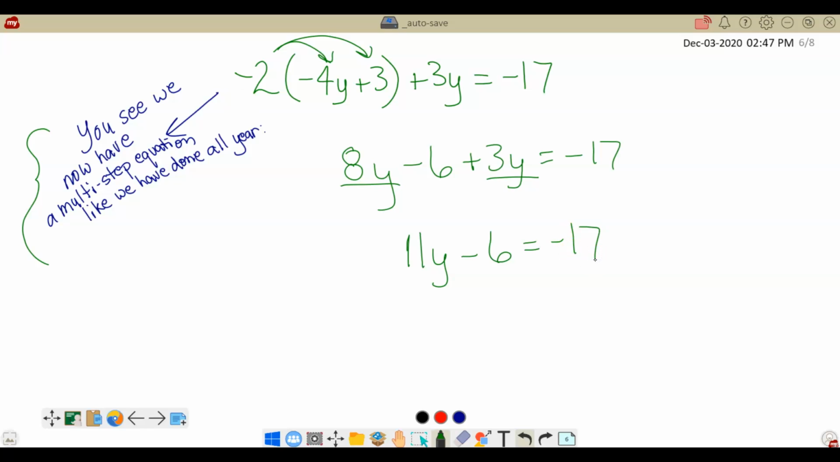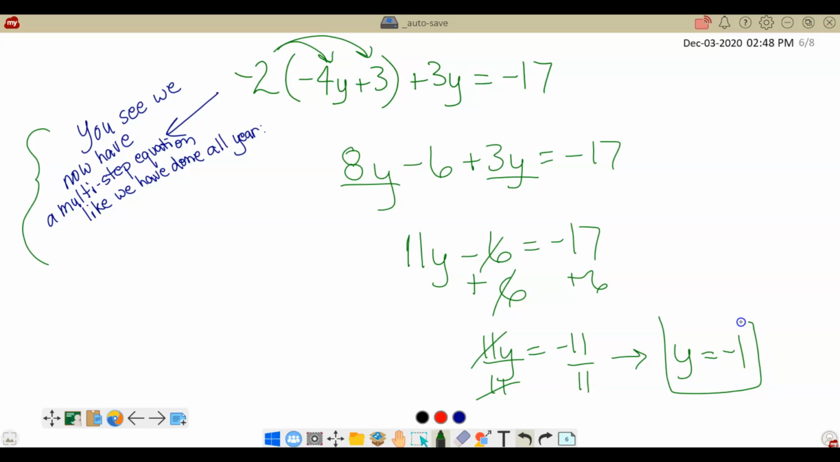Next step, isolate the y term. Add 6 to both sides. And then we end up with 11y equals negative 11. Very simple at this point to finish. We divide both sides by 11. Okay, and we end up with our y coordinate. y equals negative 1. Cool. We're halfway there.